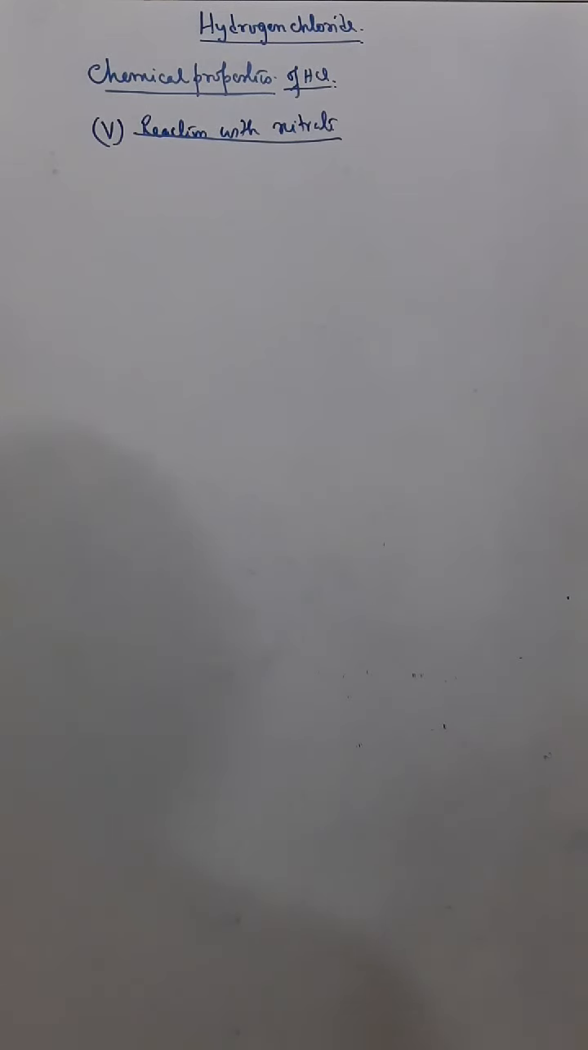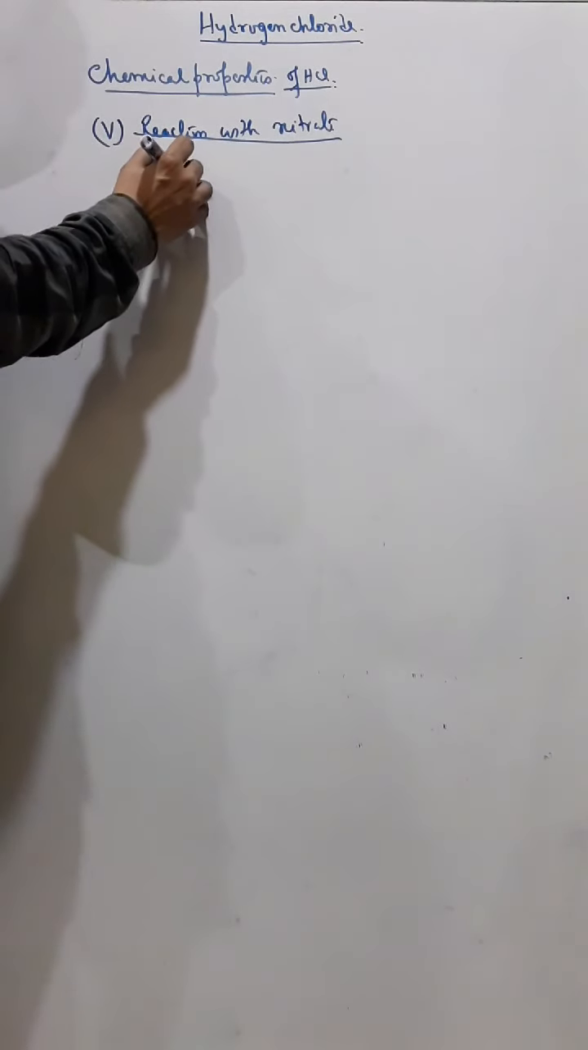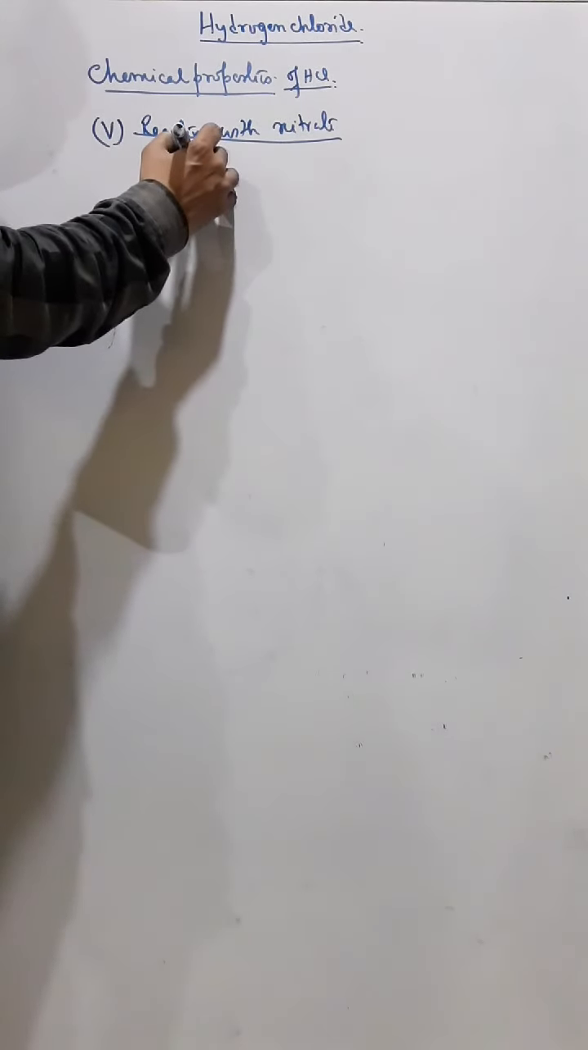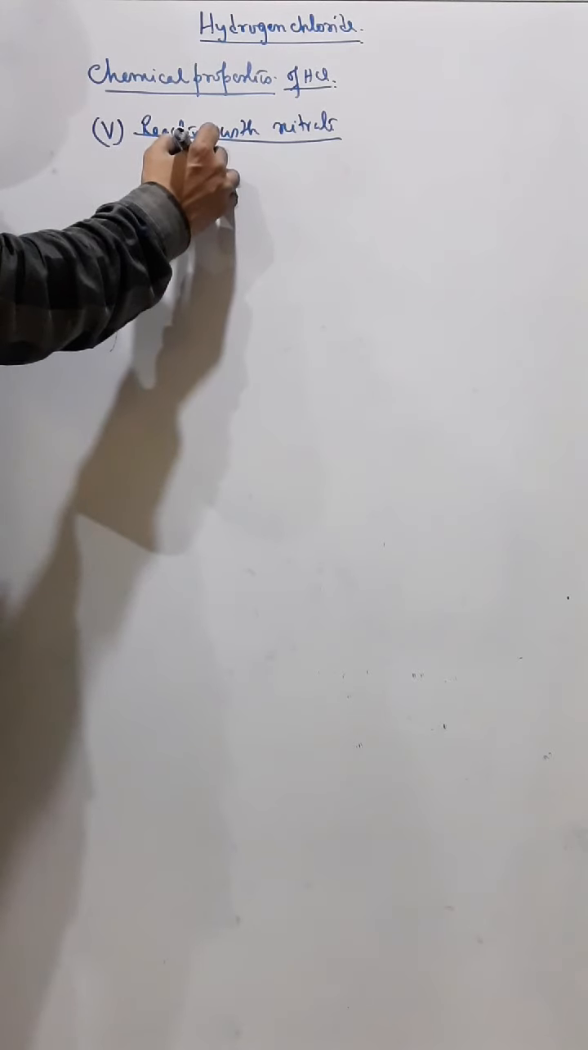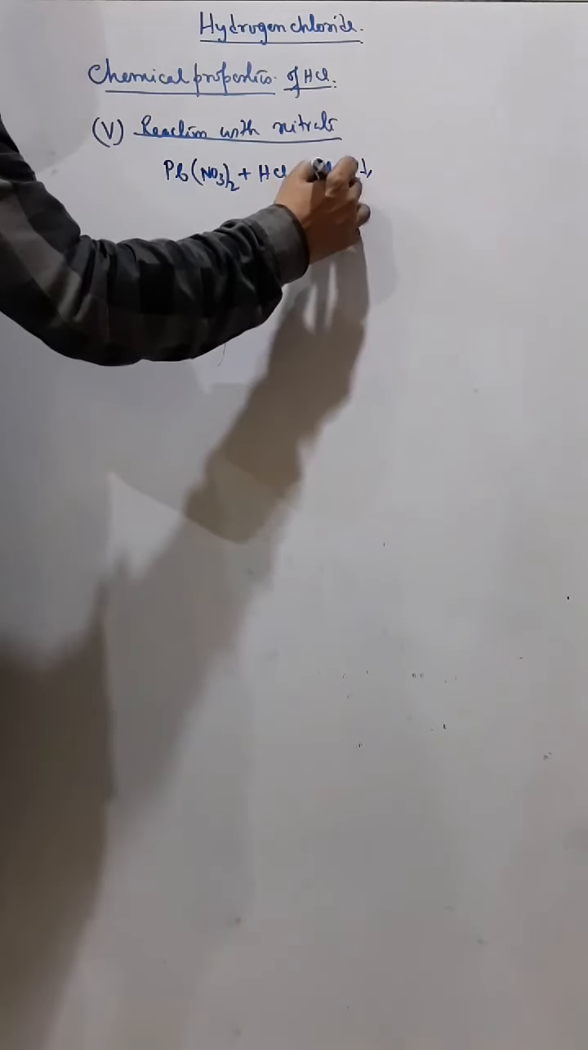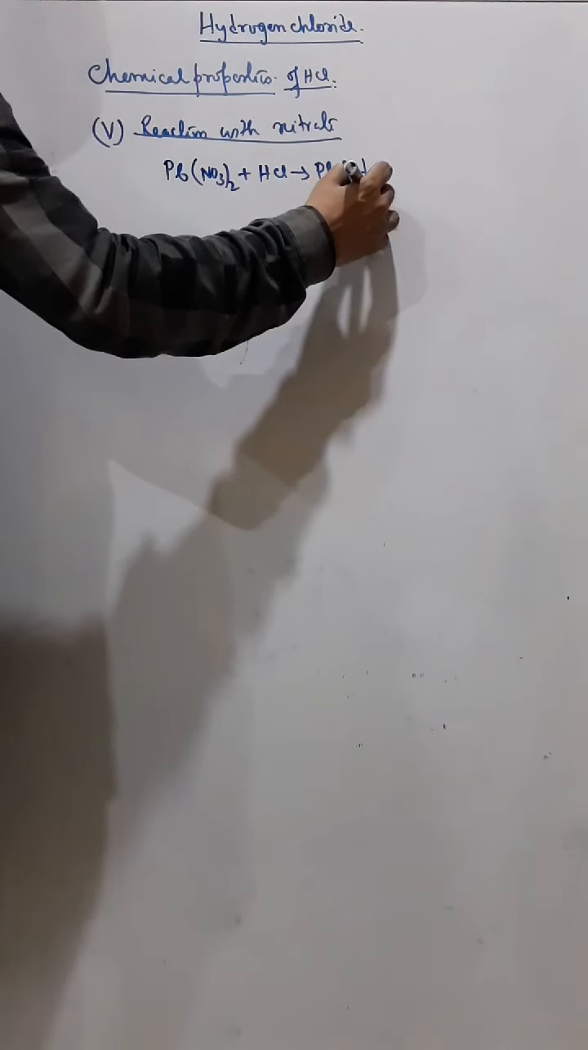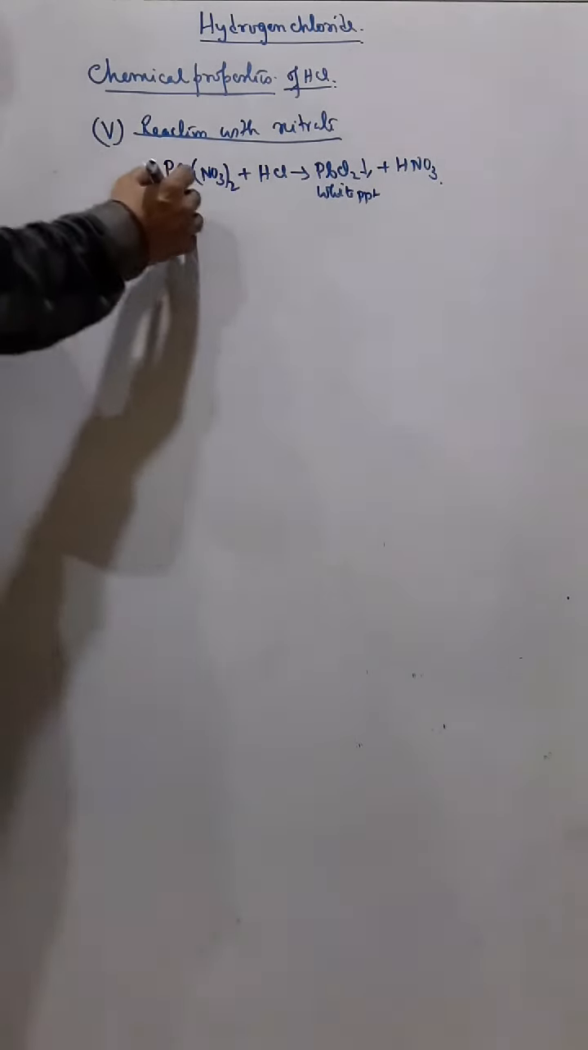Okay, now next is reaction with nitrate. HCl generally does not react with nitrates, but it reacts with lower nitrates, like lead nitrate, mercury 1 nitrate and silver nitrate. So Pb(NO3)2 plus HCl gives white PPT of lead chloride, PbCl2. This is white PPT, and you get HNO3.